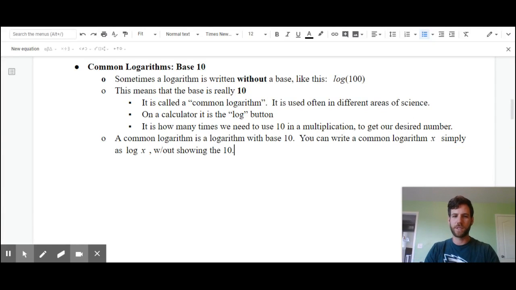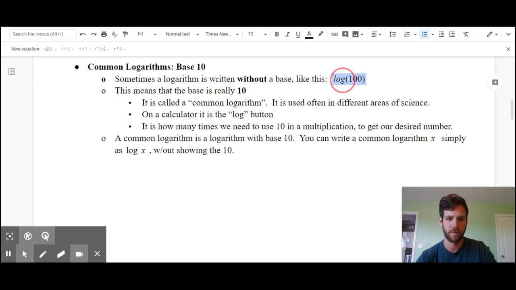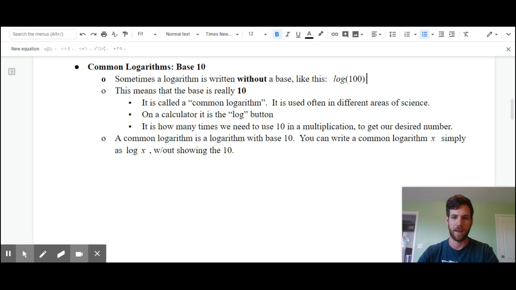Hello. Today we're going to be talking in this video about common logarithms. I have some notes that are going to be important written up in front of you. A common logarithm is just a logarithm without a base, and you can see that in this example right here, log of 100. If you are looking at a logarithm like that, it just means the base is actually 10.